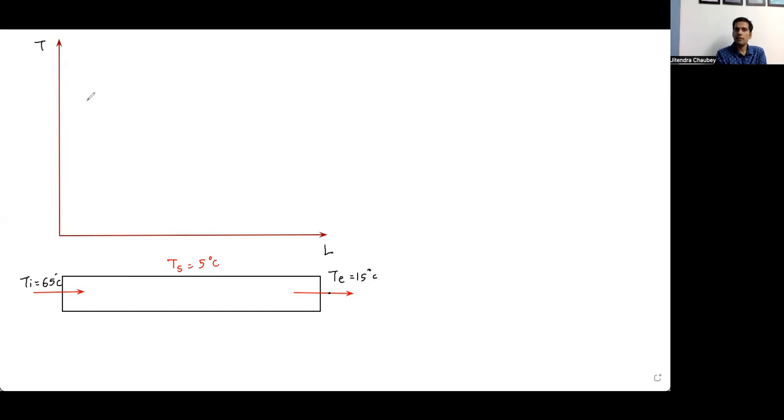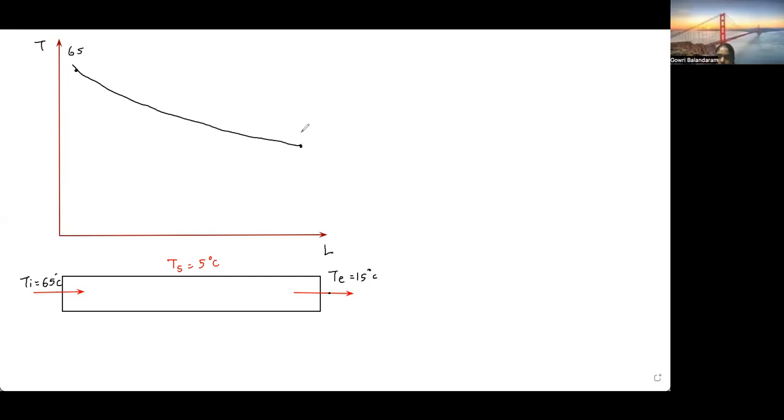If this is a graph, it will have a representation for the fluid in such a way. At entry it is 65, and then at the end it is 15. So you can clearly see the graph is declining, whereas the other fluid will have a constant horizontal line at 5 degrees. So this will be the graph in this case.